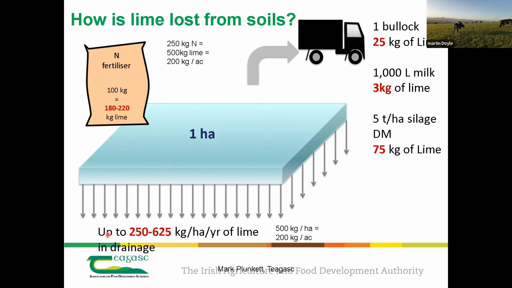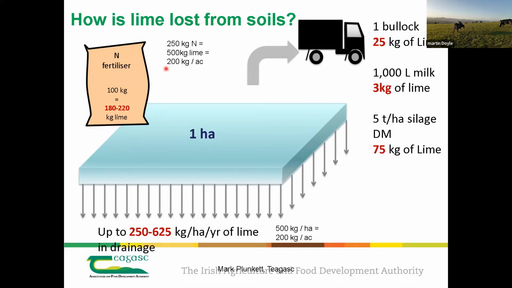We can see why we need to keep putting lime out on the bottom here. We're losing lime every year through drainage. So we're losing an average of 500 kilograms of lime per hectare per year. And if we break that down, it works out at something like 200 kilograms per acre.